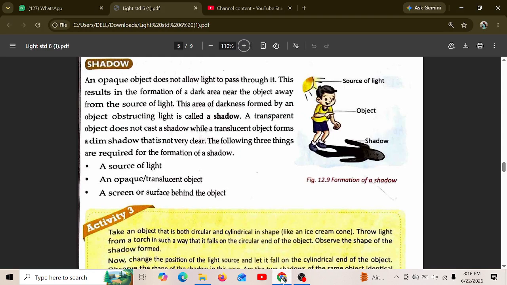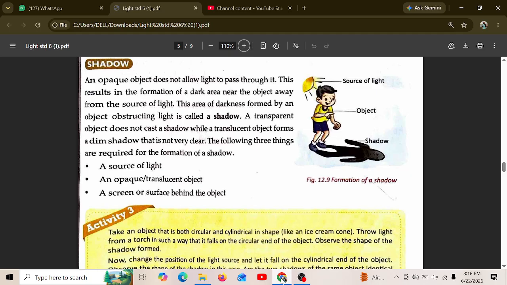Hello, my young scientists. We are back again, continuing the chapter on light, shadow, and reflection. In our previous video, we understood about the sources of light, rectilinear propagation of light, luminous and non-luminous objects, transparent, translucent, and opaque objects.